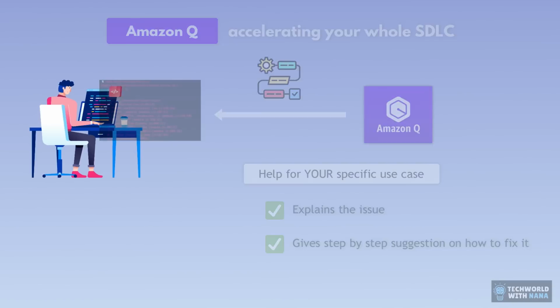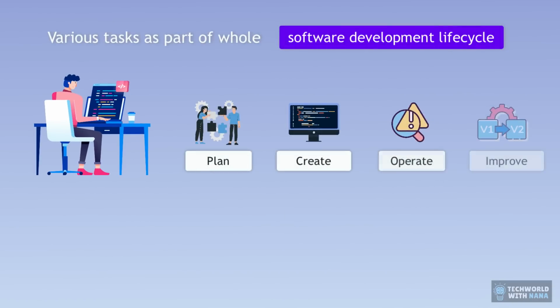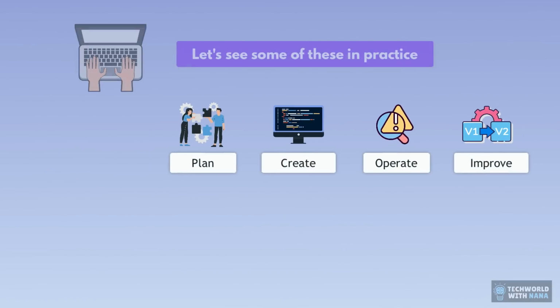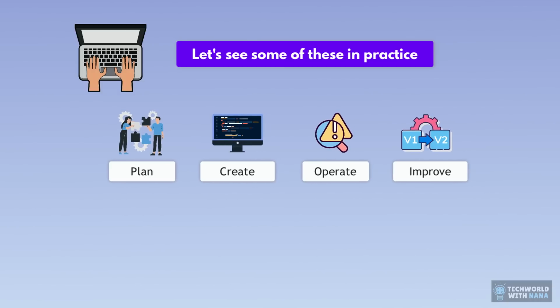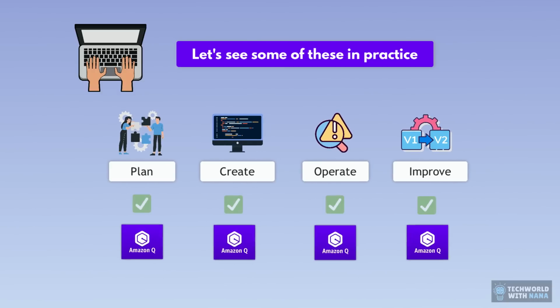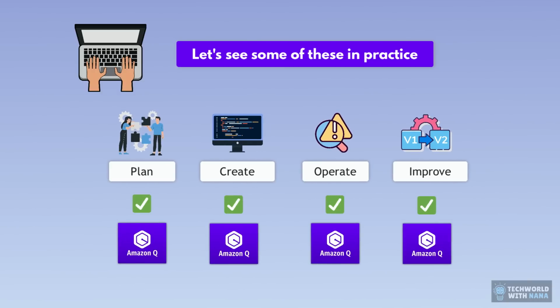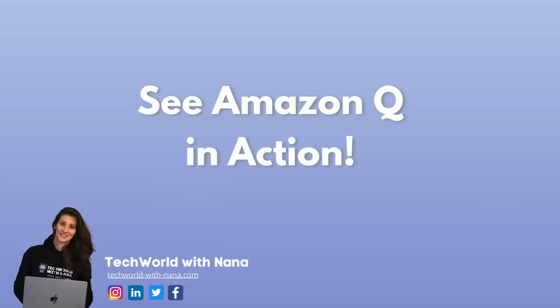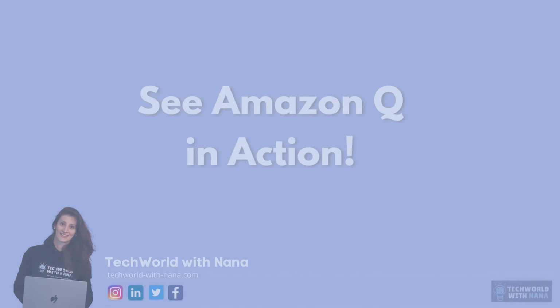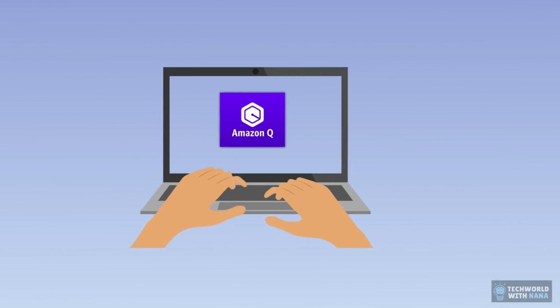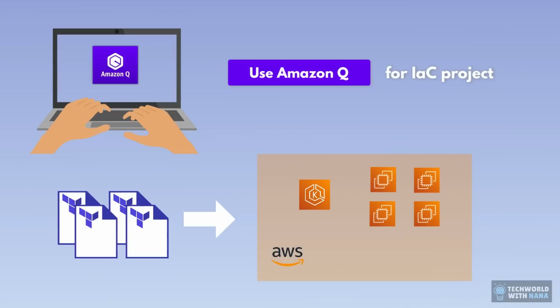So as you see, there are a bunch of tasks and use cases that we have to do as engineers. And now we're going to actually see some of those use cases in practice and how Amazon Q can help us in those tasks. And with that, let's dive right into testing out and trying Amazon Q for an actual infrastructure automation project for AWS.